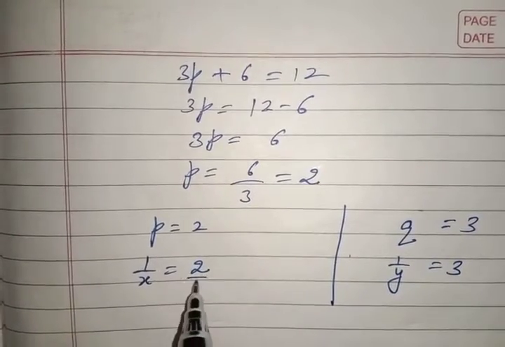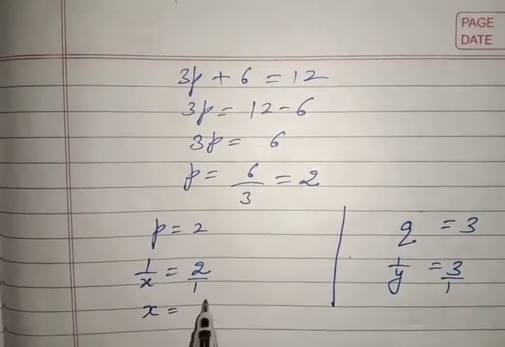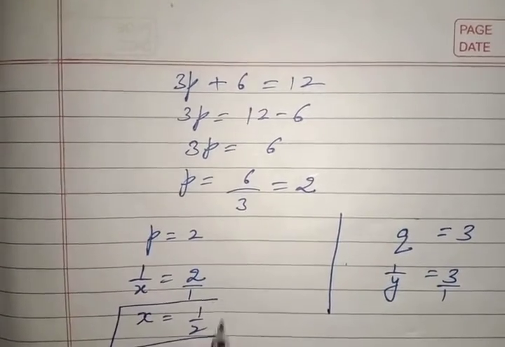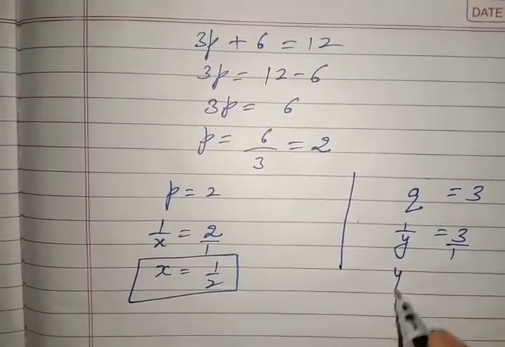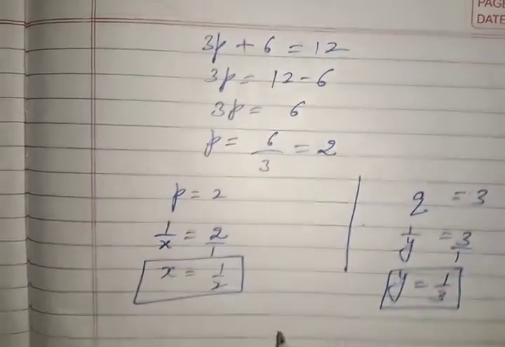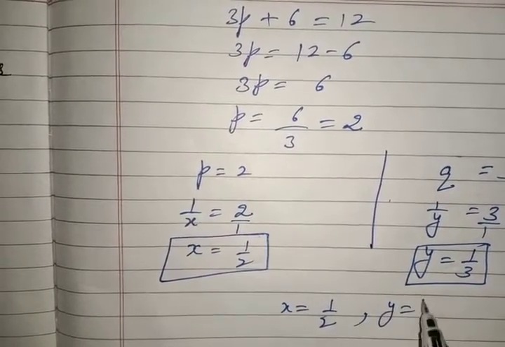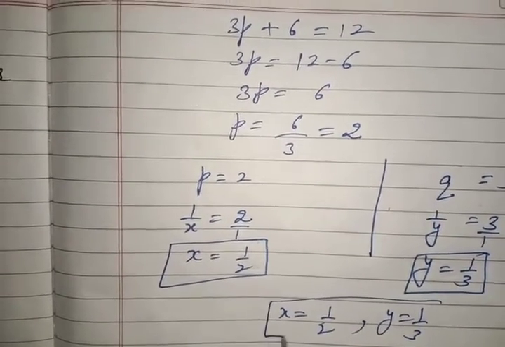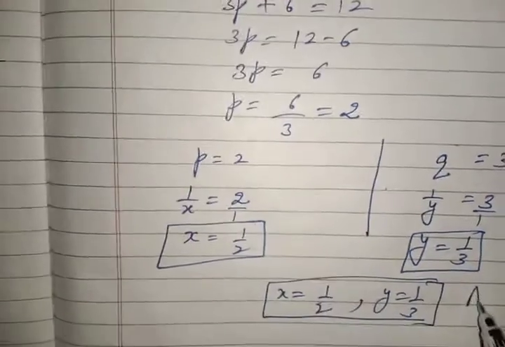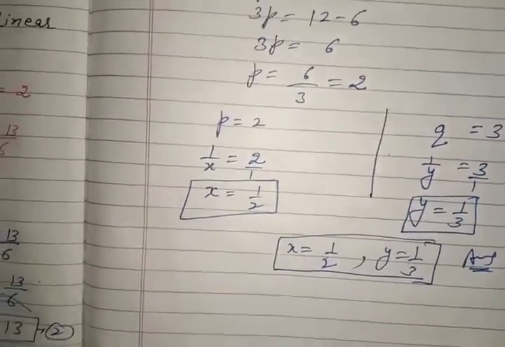So after taking the reciprocal, we will get x is equal to 1 by 2. And after taking the reciprocal of this, we will get y is equal to 1 by 3. So our final answer is x is equal to 1 by 2 and y is equal to 1 by 3. This is our final answer. I hope this part is clear to you, that we have done by the elimination method.